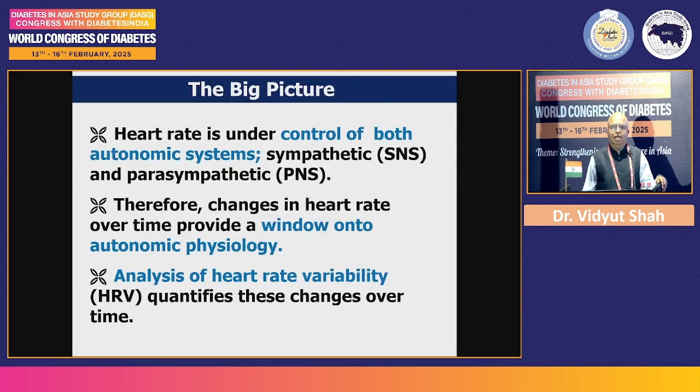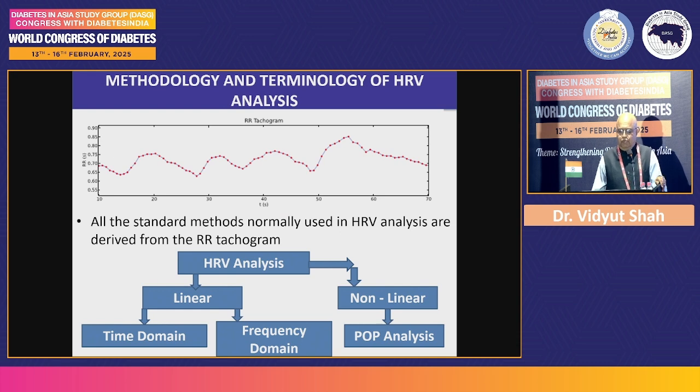So let us look at the big picture. Heart rate is under control of two systems as we discussed, and therefore changes in the heart rate over time provide a window into autonomic physiology. And analysis of heart rate variability quantifies these changes over time. And for that we have a methodology, HRV analysis derived from RR tachogram. There are two methods, linear and non-linear. Linear is time domain and frequency domain, and non-linear is Poincaré plot analysis.